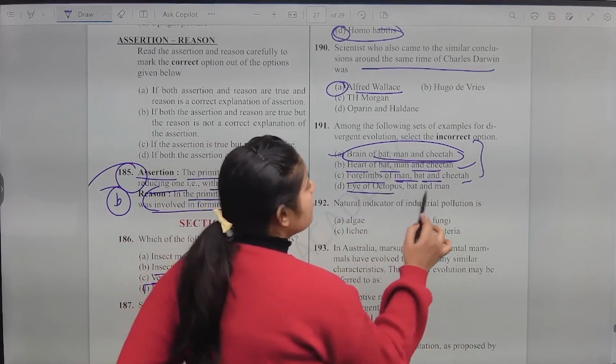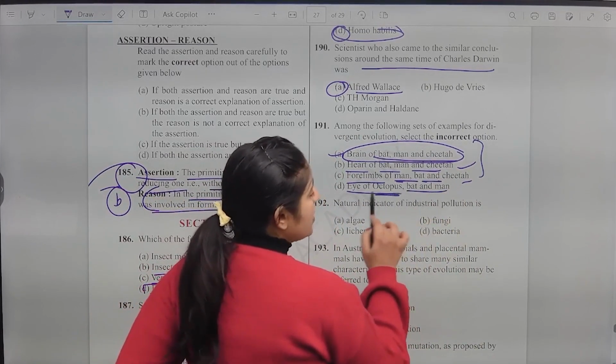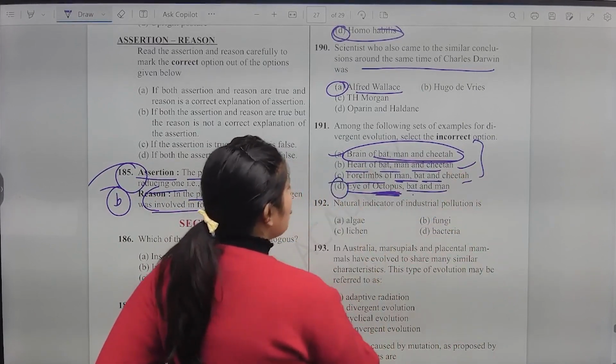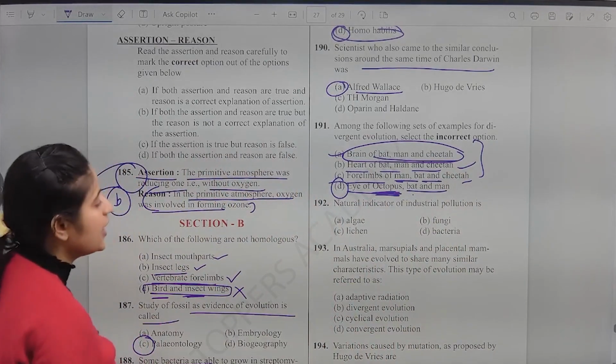Eye of octopus, bat and man. See, octopus belongs to the mollusks. Bat and man, they are mammals. The correct option is D. Okay, you have to tell the incorrect one.